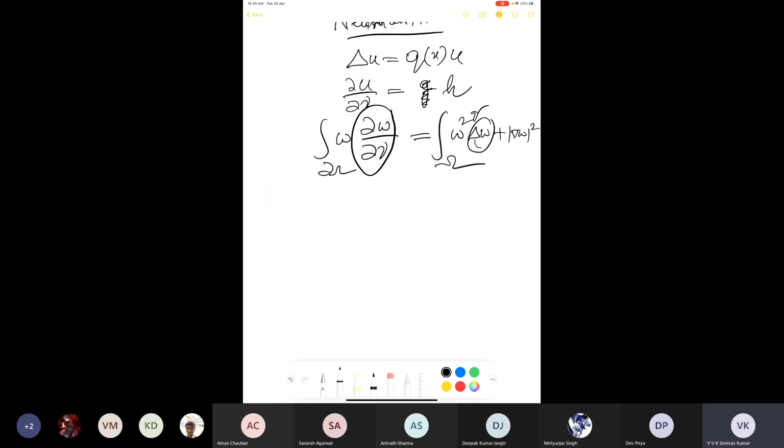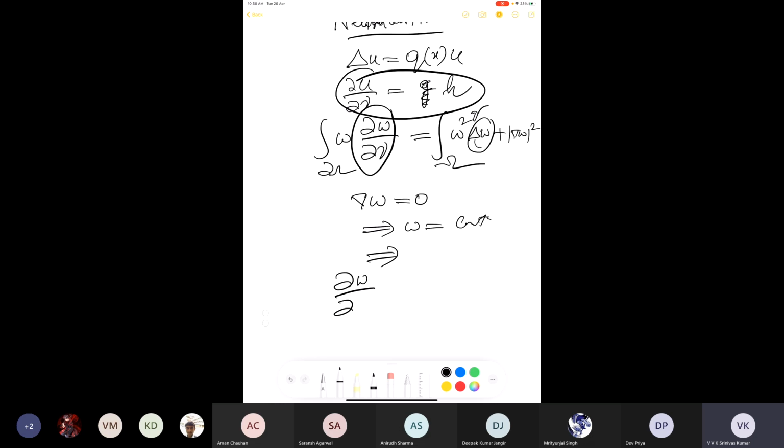Here we have to be a little careful. So grad W is equal to 0 implies W is equal to a constant. So this implies that we don't have W equal to 0 here. This is not a Dirichlet boundary condition. This is a Neumann boundary condition. We have del W del nu is equal to 0.